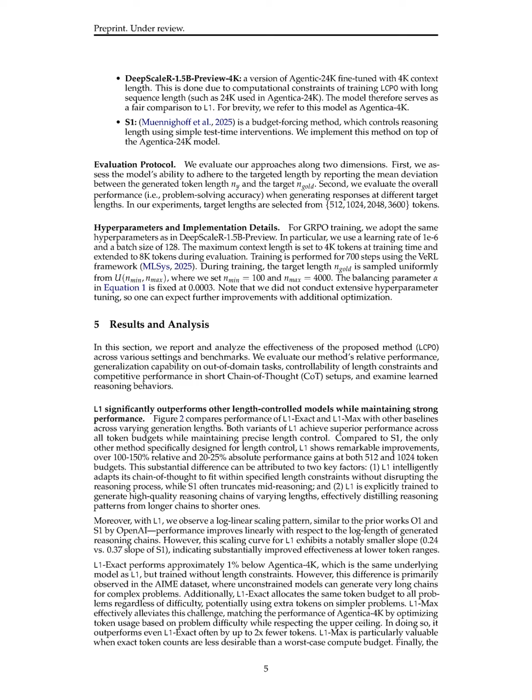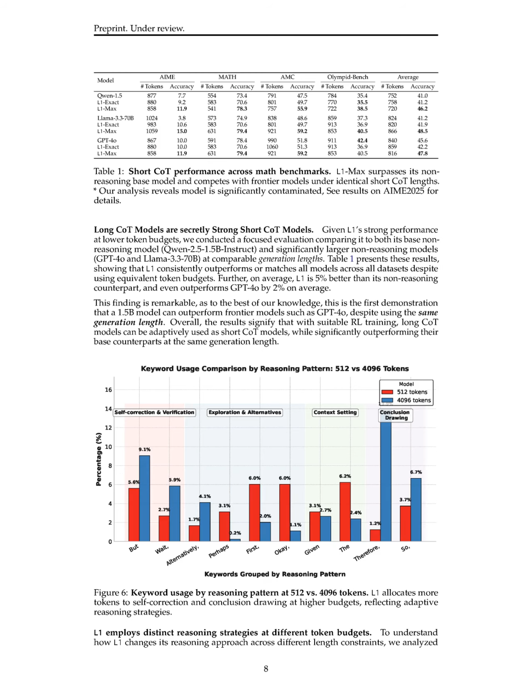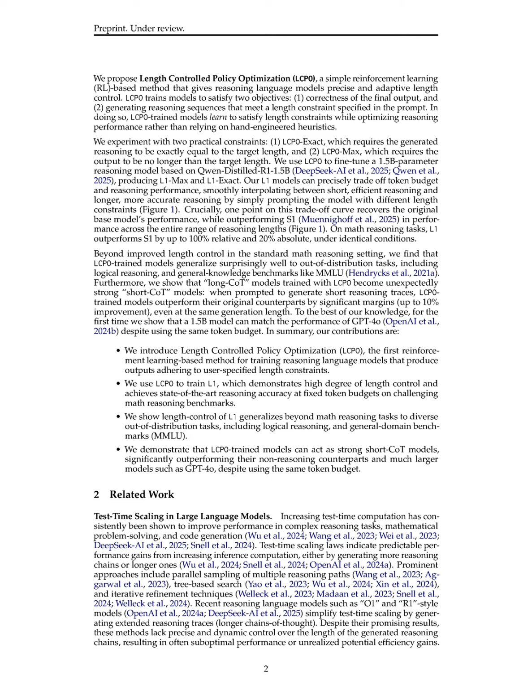Remarkably, L1 also matched or surpassed the performance of the original base model, Agentica 4K, while using fewer tokens, and it was the first instance where a 1.5B model outperformed larger models like GPT-4o at the same token budget. Overall, these results highlight L1's ability to adaptively optimize reasoning performance while adhering to user-specified length constraints, setting a new benchmark in the field.